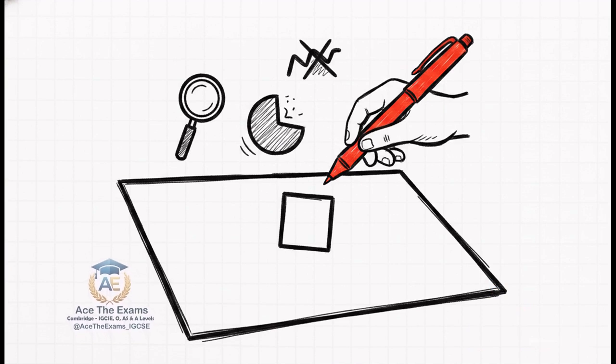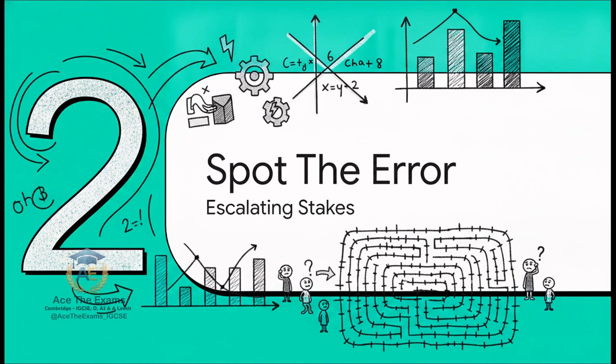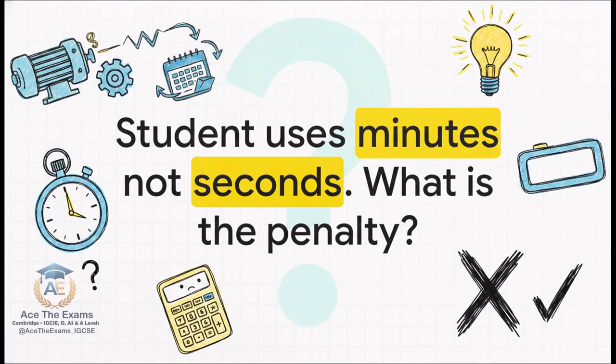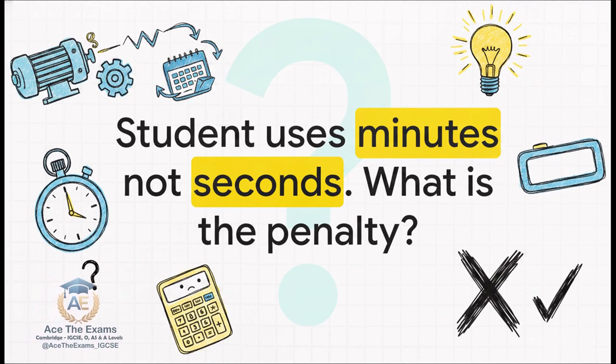Okay, let's escalate the stakes a bit and move into work and power. Moving on to Section 2, spot the error as we escalate the stakes. All right, here is a scenario for you. A student reads a question asking for the power output of a motor. They correctly recall the formula. Power equals energy transferred divided by time taken.